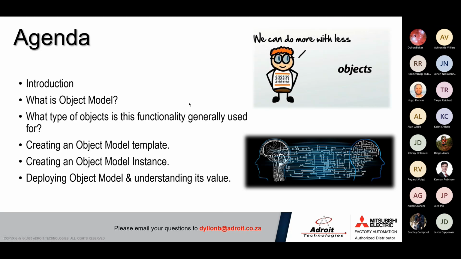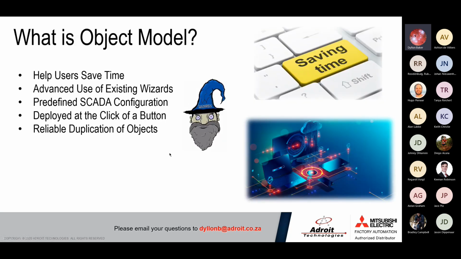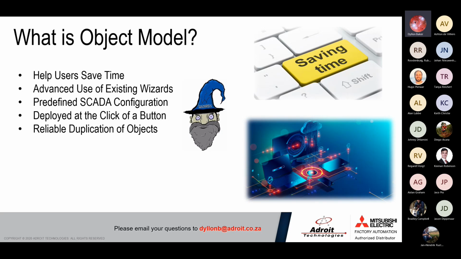Historically speaking, wizards have allowed for users to create animated graphical representations of equipment or objects for reuse and duplication. The key difference between using simple wizards and the object model functionality is the predefined SCADA configuration. For example, agent creation, scanning, logging, and alarming, which all in all comes into one single object instance for object model.